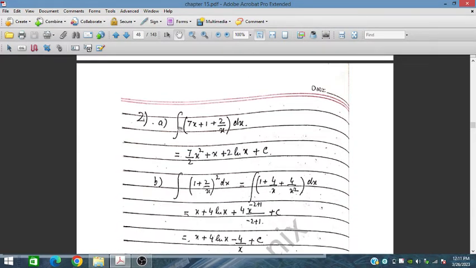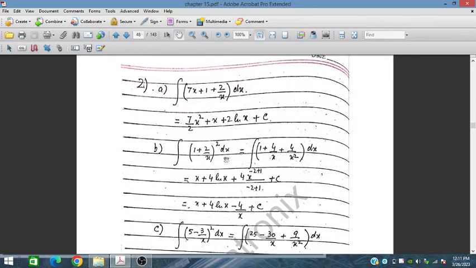In part 2, we have the integral of 7x plus 1 plus 2 upon x dx. This gives 7x square upon 2, then this is x, and this is 2 ln x plus c.